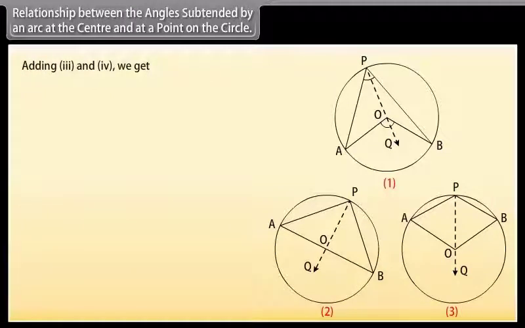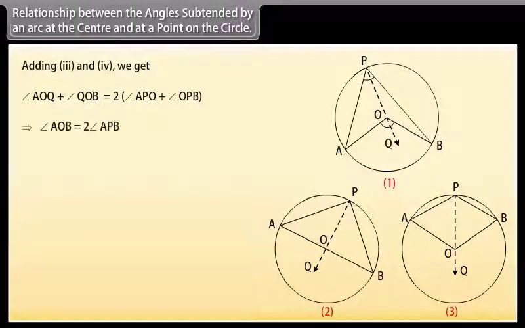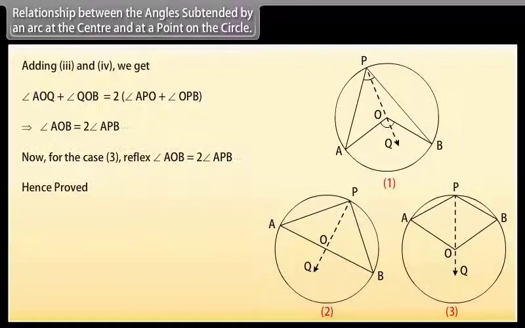Adding 3 and 4, we get angle AOQ plus angle QOB is equal to 2 into angle APO plus angle OPB. Similarly, angle AOB is equal to 2 angle APB. Now for case 3, reflex angle AOB is equal to 2 APB. Hence proved.